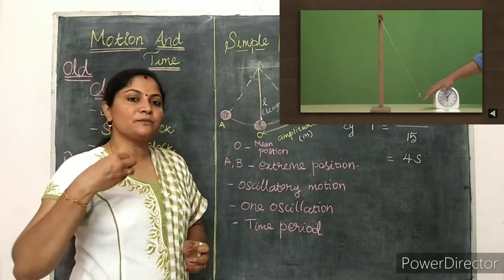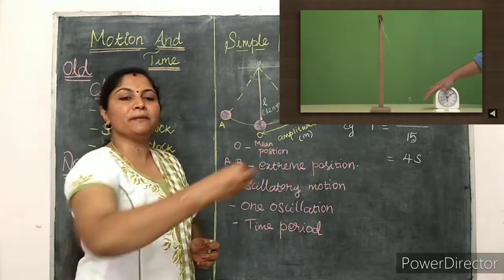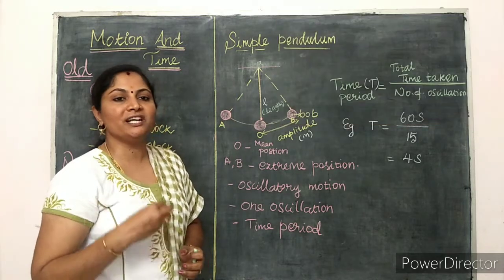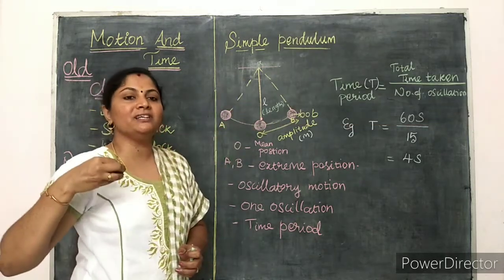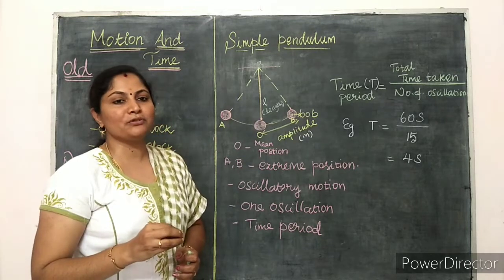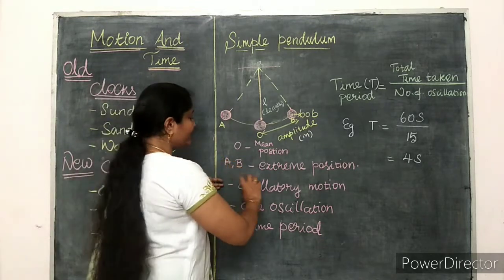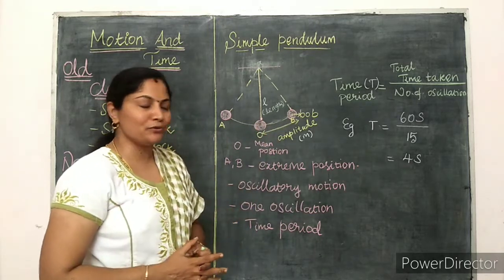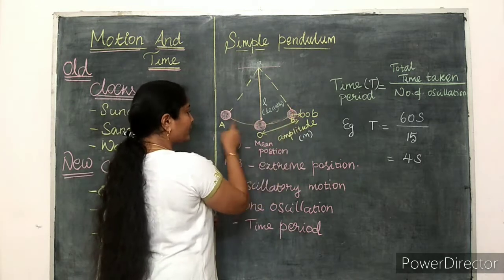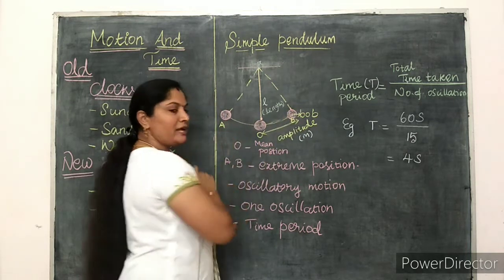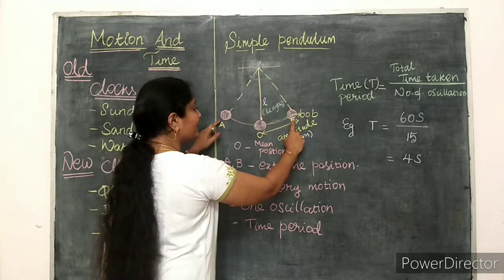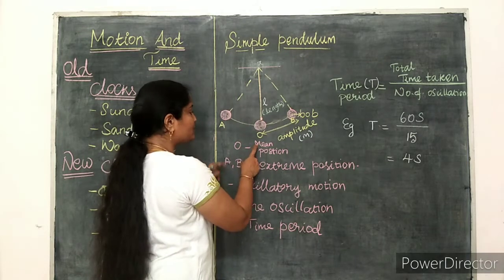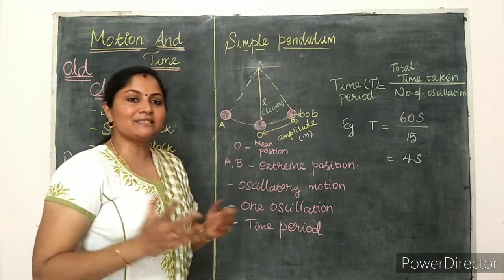So when we played on a swing in our childhood, the way we went forward and backward, that is the to and fro motion. Okay, front and back motion is said to be to and fro motion, that is oscillatory motion. So the simple pendulum executes the oscillatory motion, moving from this point to this point about its mean position. These 2 points are said to be extreme positions. So this point is the mean position, A and B are the extreme positions.